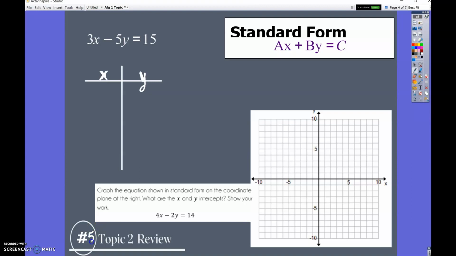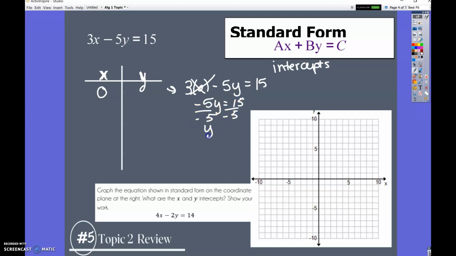For question number 5 on your topic 2 review, they have the equation in standard form. They want you to graph it on the coordinate grid. Remember, standard form has a lot to do with your intercepts, not just your y, but your x as well. If you want to find the y-intercept, you make your x value be 0. That would mean 3 times 0 would eliminate that part of the equation, and I'd have to solve for my y value, and I would find that y is -3 in this case.